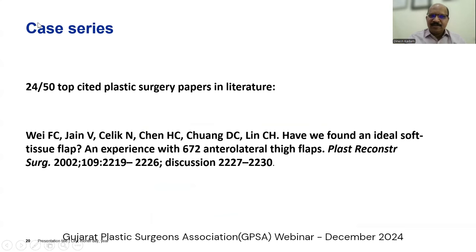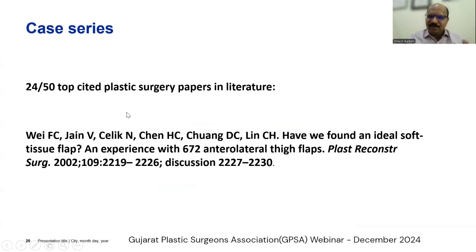Though we talk very lightly about case series, if you look at the top 50 cited plastic surgery papers in the literature, 24 are case series. One of the famous case series is Wei's ALT flap series, which was published in 2002. He had 672 patients with flaps for different applications. So he showed the feasibility of using this flap in different indications.